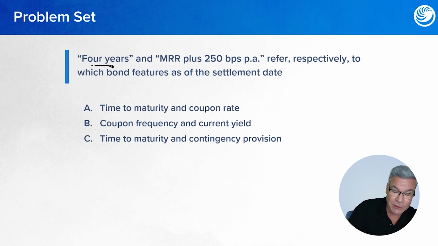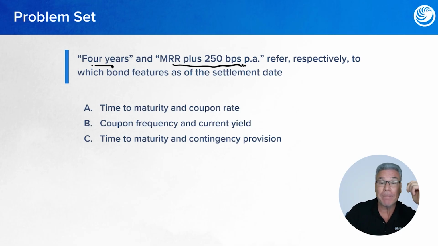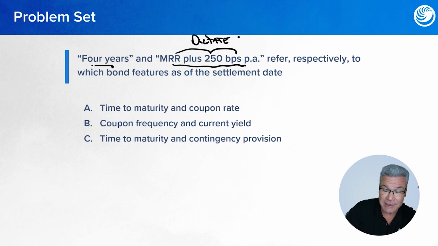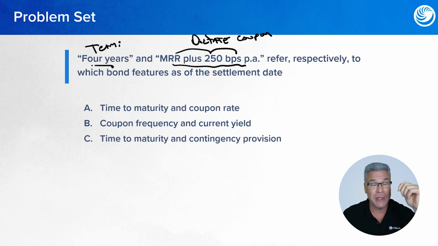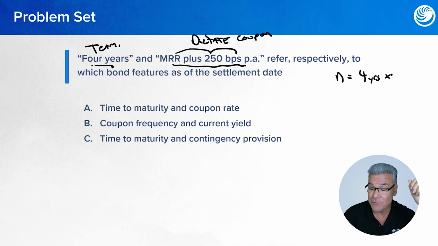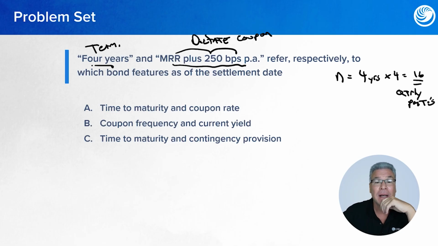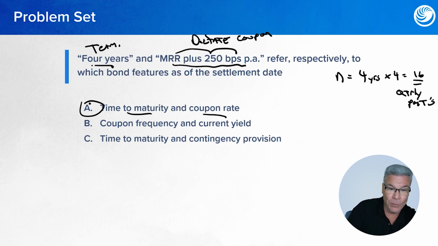The 4 years, that's our time to maturity, okay? And then the market reference rate plus 250 basis points, that is going to dictate the coupon, the size of the coupon. So the 4 years is our term to maturity. Now remember, since it's quarterly pay, when you enter your information, that's 4 years times 4 payments per year. That's 16 quarterly payments when we find the value of this debt. But that's going to be our time to maturity and our coupon rate, okay?